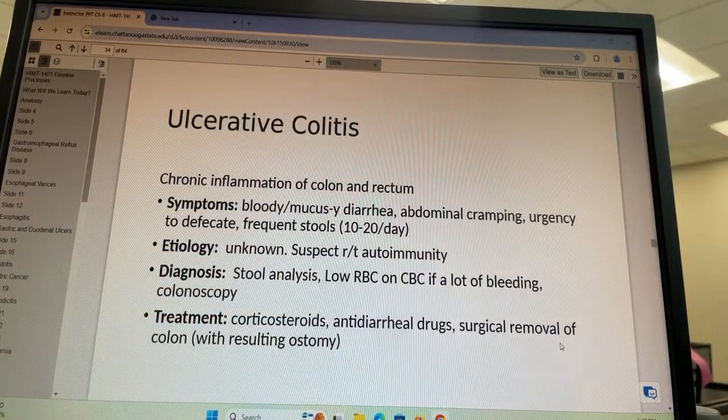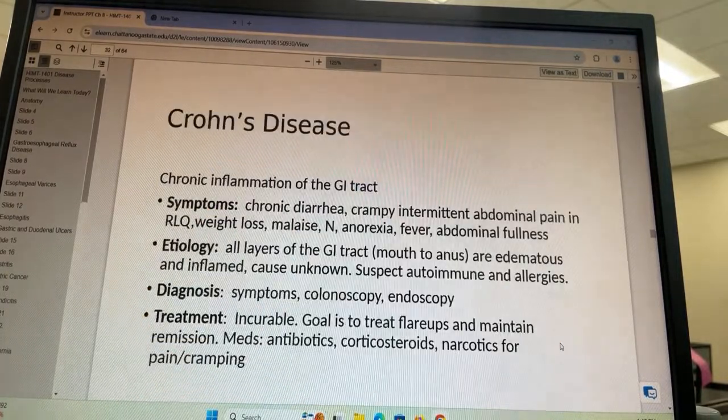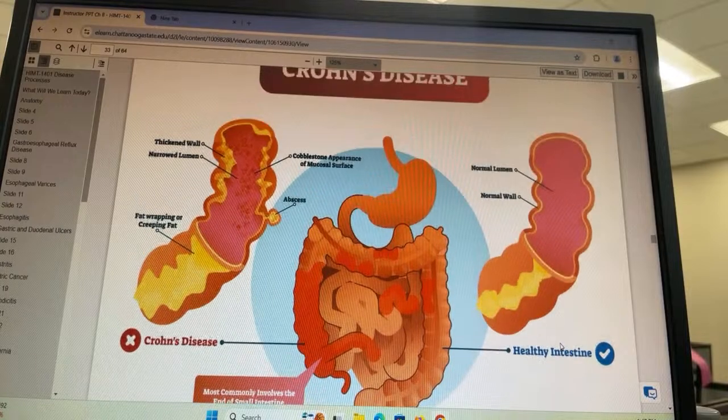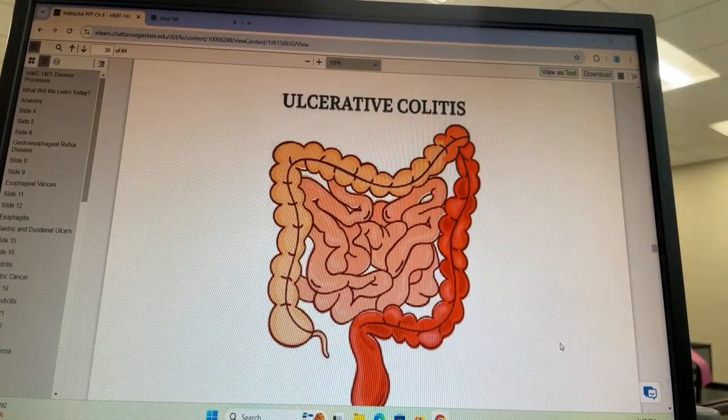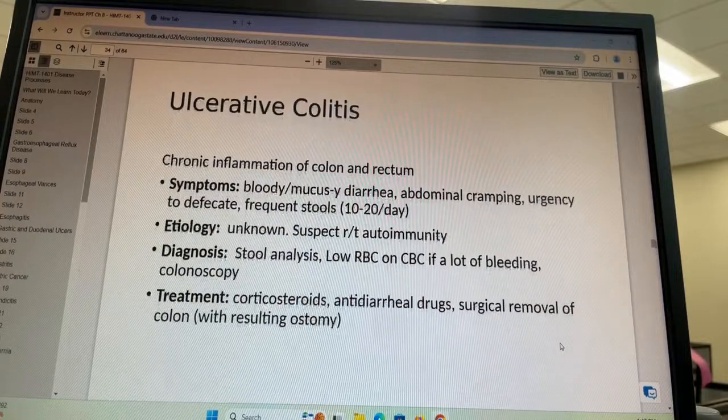All right, now ulcerative colitis is very similar to Crohn's disease, except for the location of the inflammation. So with Crohn's disease, it's kind of all over, but with ulcerative colitis, it is specifically just the colon. That's why it's colitis. It's inflammation of the colon, right? So you're not going to have inflammation in the mouth or in the stomach. It's just the colon and the rectum.